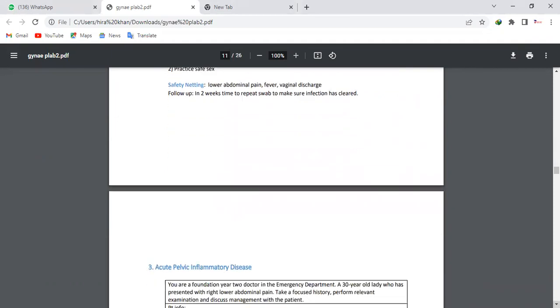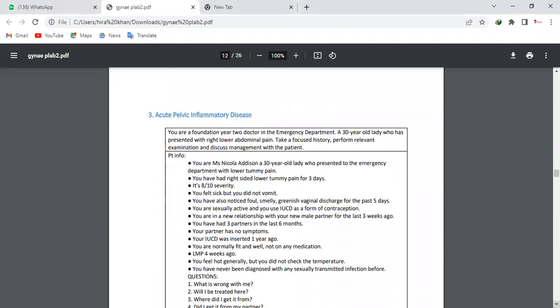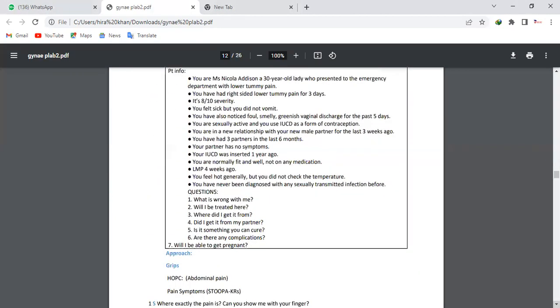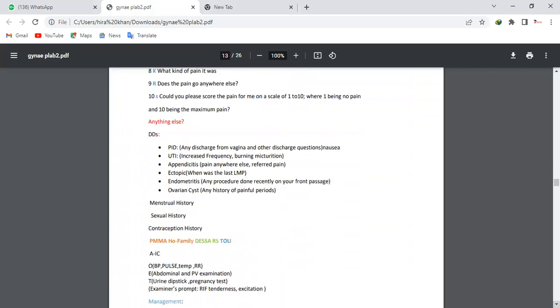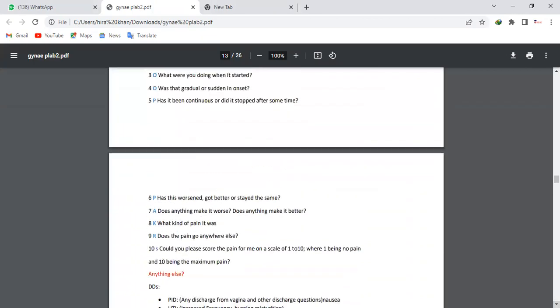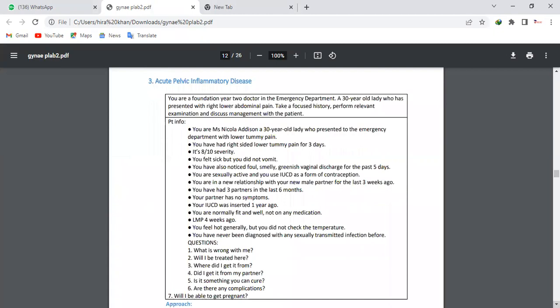That's it. Okay. So the next thing is acute pelvic inflammatory disease. It is the same as we have discussed above, same history. Let's just read the scenario. So you are a foundation year 2 doctor in the emergency department.